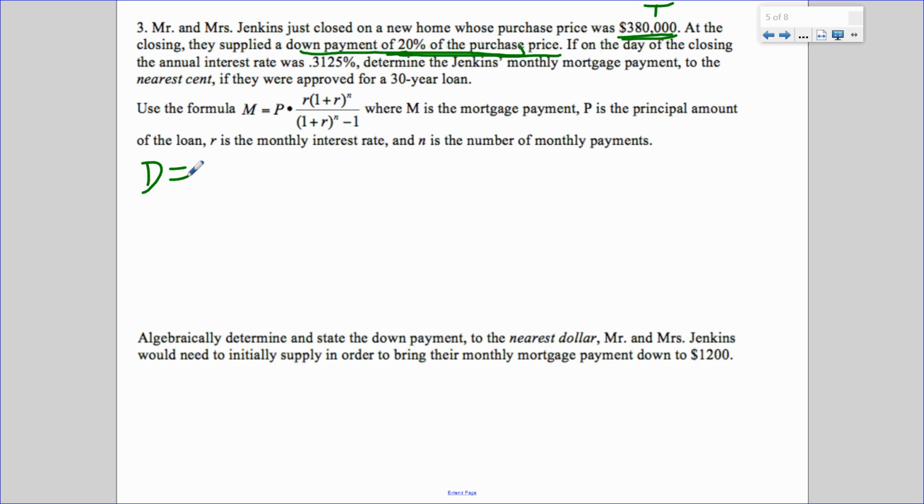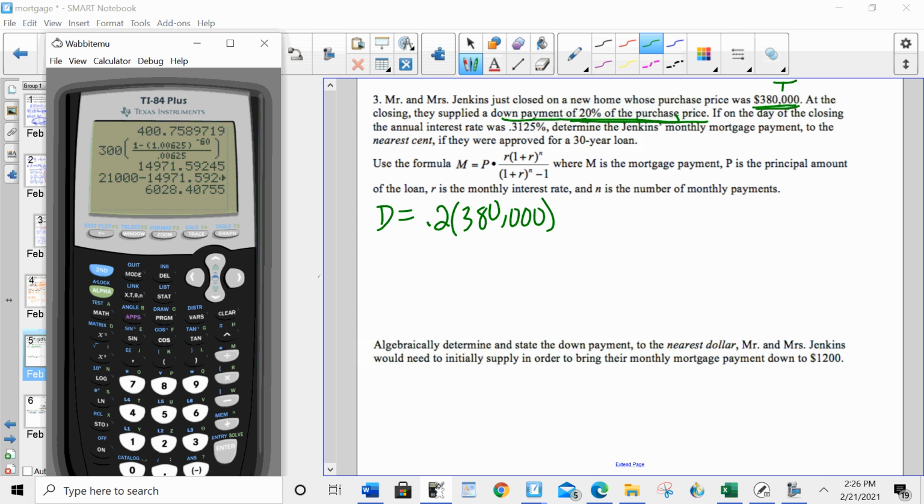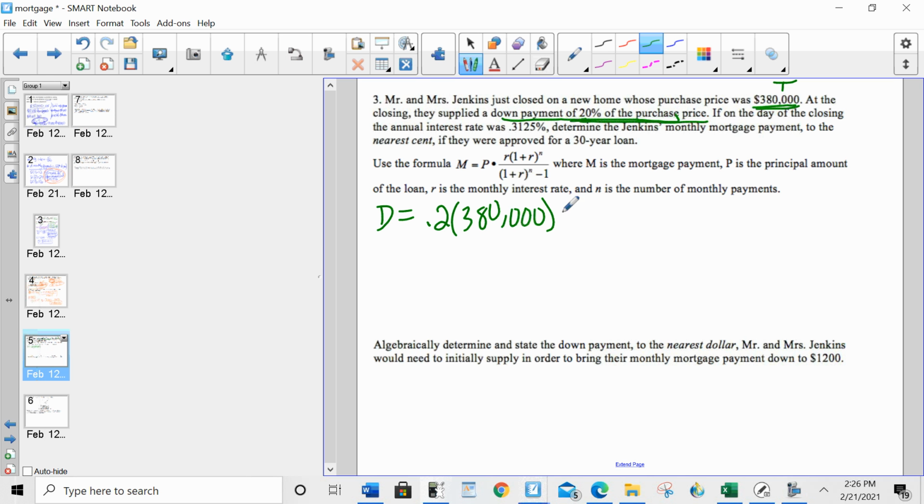20% of the purchase price is, well, 20% of 380,000 would be 0.2 times 380,000. That's not something that's particular to this lesson. That's just something with percents you've been doing since 7th grade. If I want to find 20% of something, I turn it into a decimal and then I multiply by the total amount. So my down payment is 76,000. Again, down payment is not a variable.